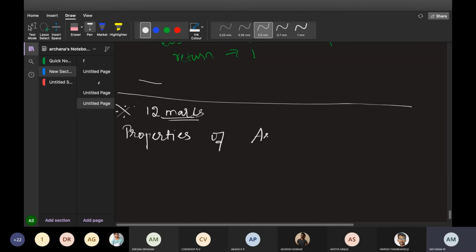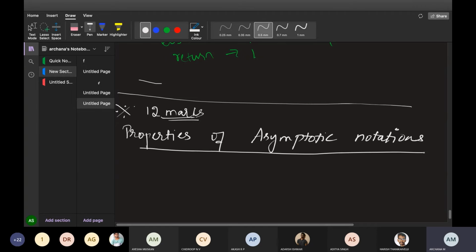Properties of asymptotic notations. Okay, so there are two different properties of asymptotic notation. First, we will study the first property, then we will go with the second property. Mainly, these properties are based on mathematical calculation.